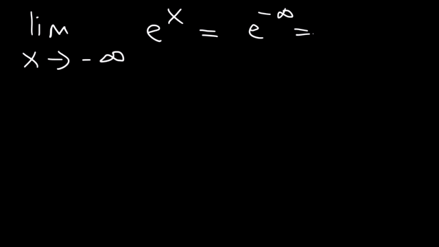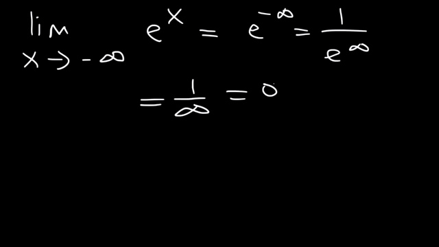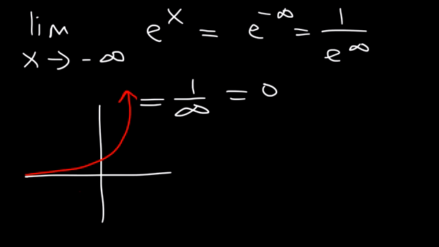So even if we have this one too, the limit as x approaches negative infinity for e to the positive x, this would be e to negative infinity, which is basically 1 over infinity. That too is 0. If you were to graph e to the x, it looks like this. Notice that it has a horizontal asymptote of y equals 0. So as x approaches negative infinity, that means if we follow the curve all the way to the left, the y value becomes 0.